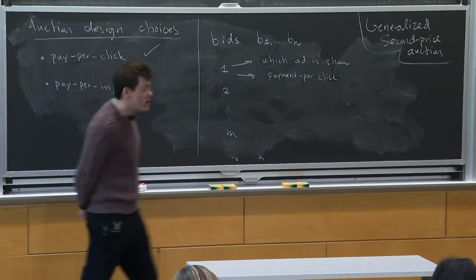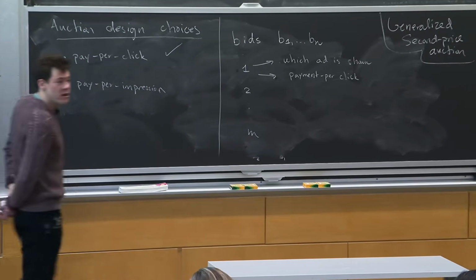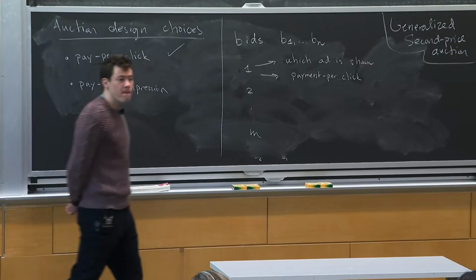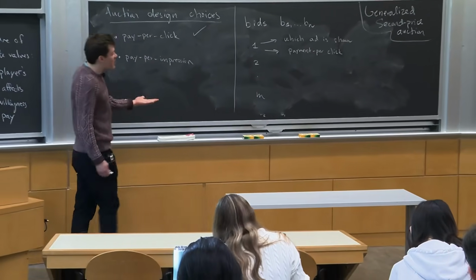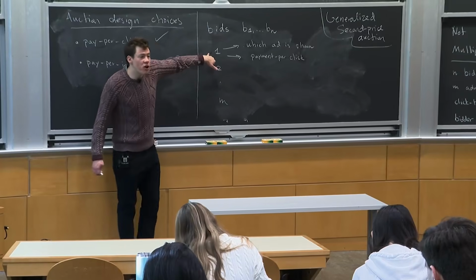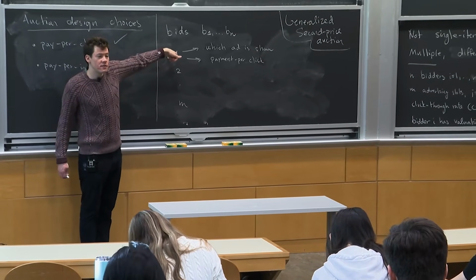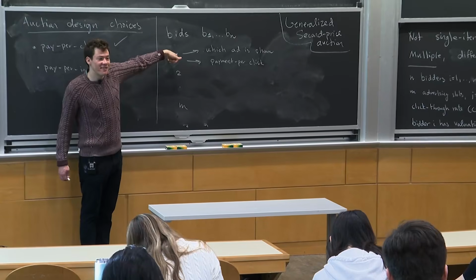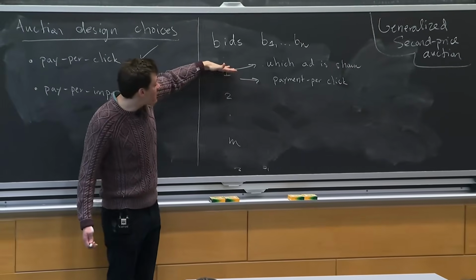Any ideas? If you were working at Google and someone said, let's generalize the second price auction, what might you do here? Well, let's first think about the allocation. I think that's pretty easy. Who do you think you're going to show in the first slot? Whose ad? The highest bidder, right? So the allocation rule makes sense. We'll show the highest bidder here.